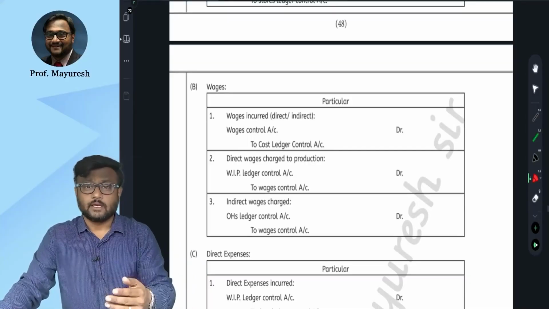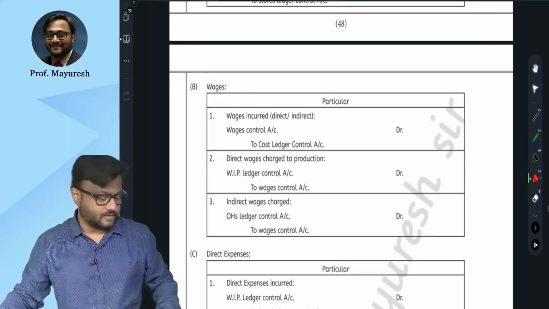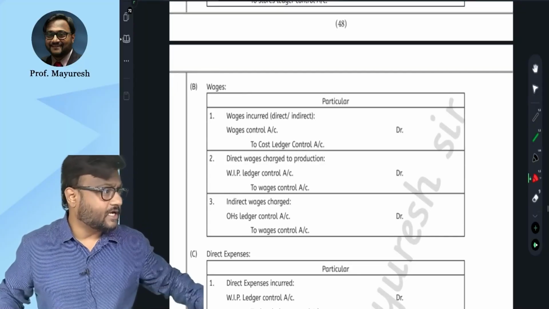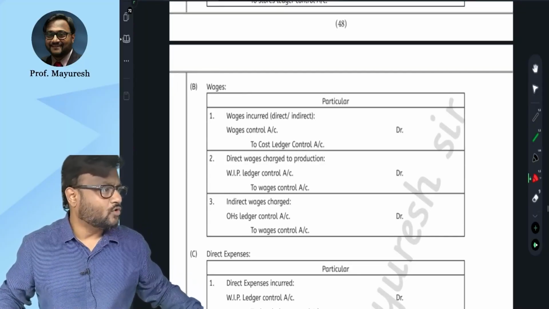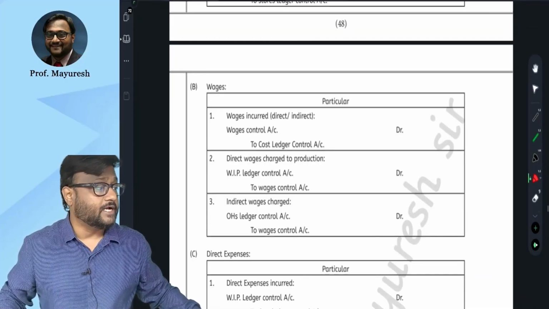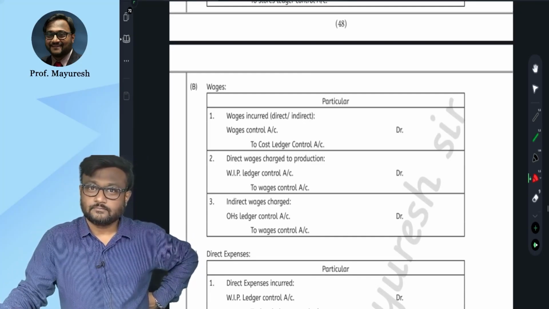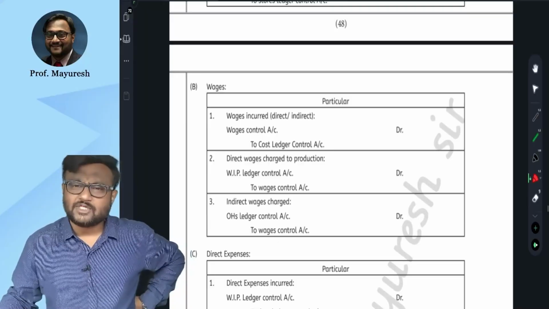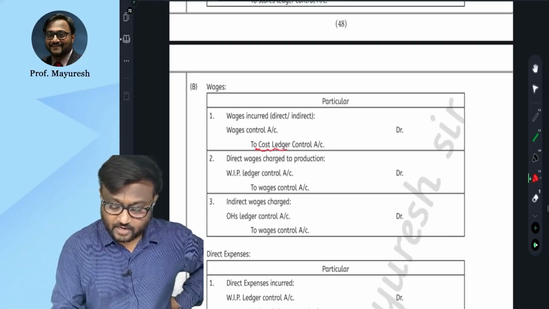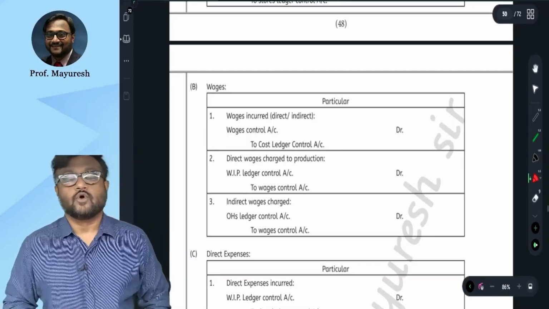सो व्हेन आई पे, फॉर मी द एंट्री इज सिंपल: वेजेस टू कैश बैंक. I don't want to know whether it is direct or whether it is indirect. I'm not interested at the time of payment. So wages to cash bank will be the entry, whether it is direct or whether it is indirect. Are you getting me? So wages to cash bank. Cash bank we don't write. So instead of cash bank, we'll write CLC. So wages to cost ledger control account.